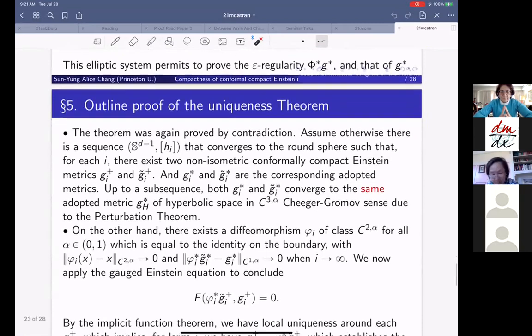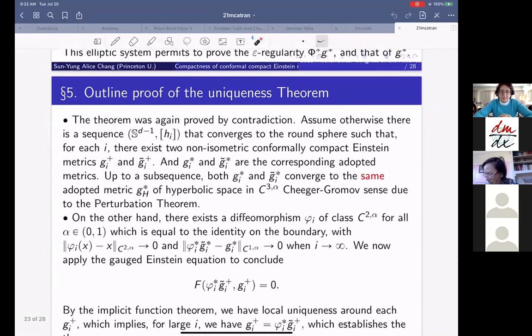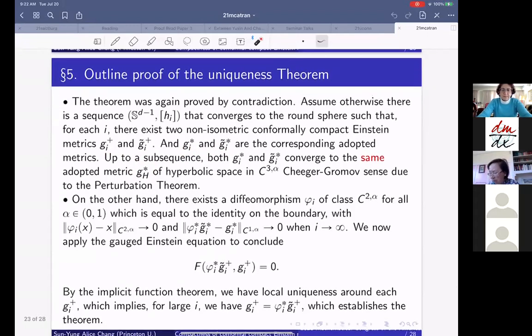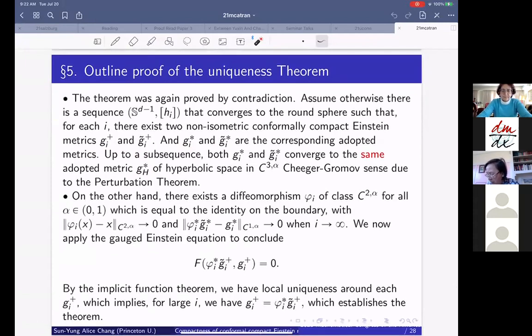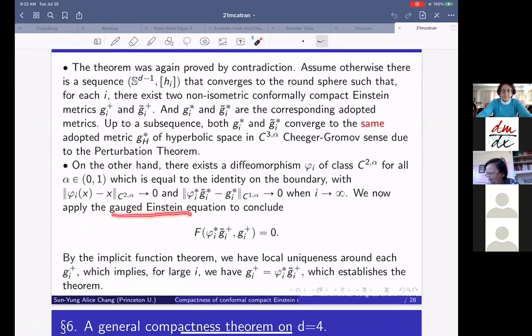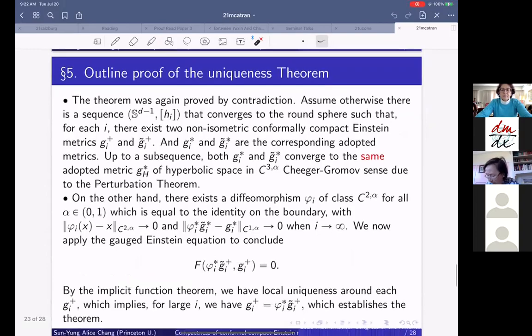And now let me just say a few words about the uniqueness theorem. The uniqueness says that if you have two extensions, then both representatives, by the perturbation theorem, are conformal to the hyperbolic metric. So you have these two representative sequences, both converging to this. But they come from the same boundary. So this G star and the G tilde star restricted to the boundary are the same. That means it satisfies this gauge Einstein equation. And from there, we apply the implicit function theorem to say they are unique up to diffeomorphism. So I'm sorry, I'm being a bit sketchy here. Okay, so this is.